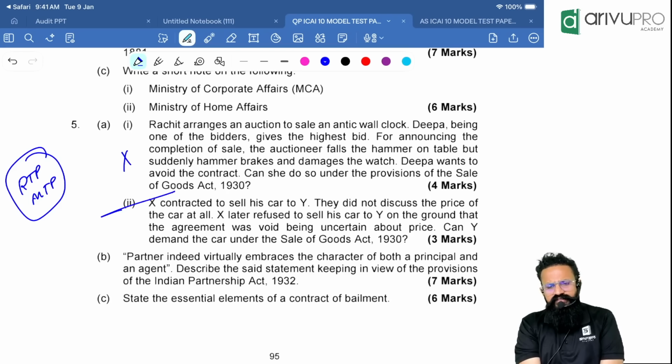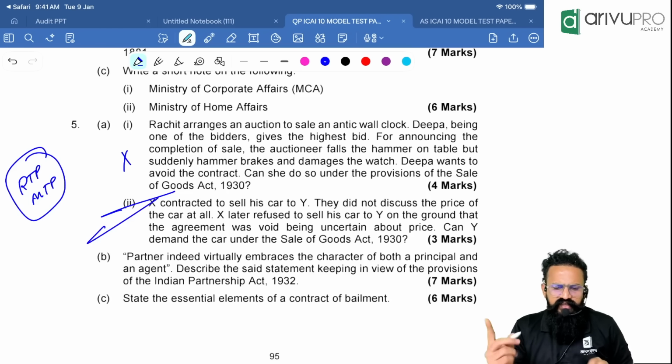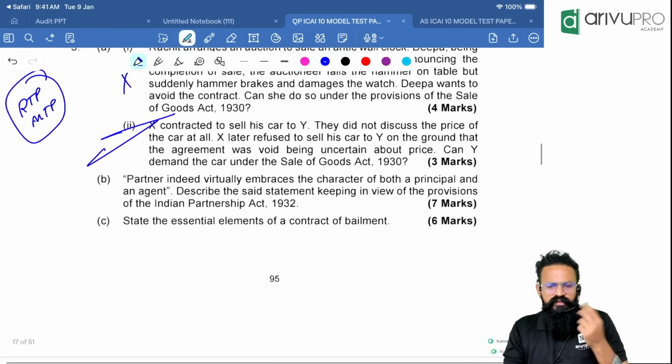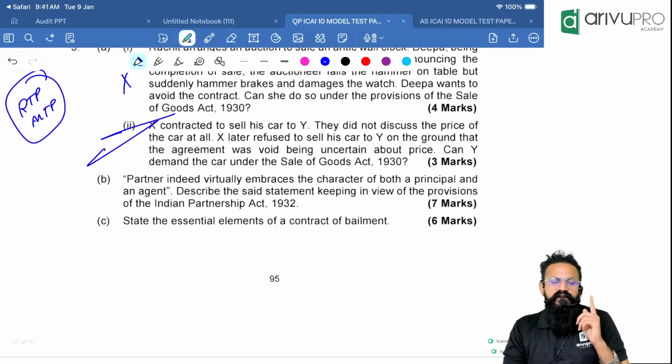X contracted to sell his car to Y. They did not discuss the price of the car at all. People, whatever we have already seen, whatever is reasonable you have to give. Or, if we have agreed that a third party will decide the price.